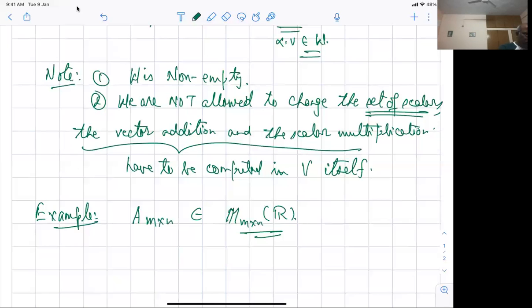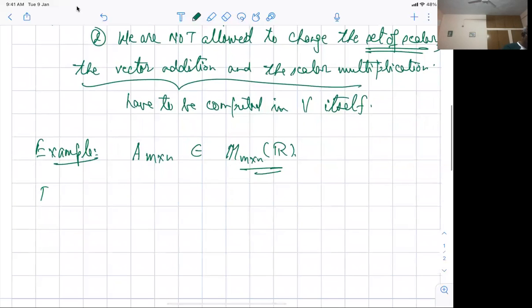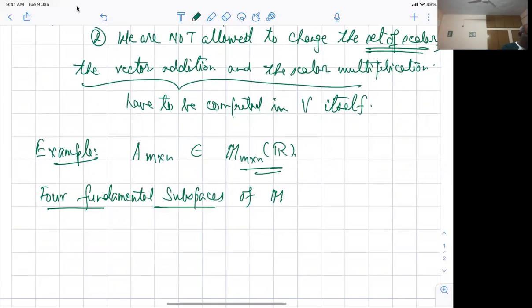So what are called the four fundamental subspaces, subspaces related to A. So I'm fixing this A and I'm looking at this.